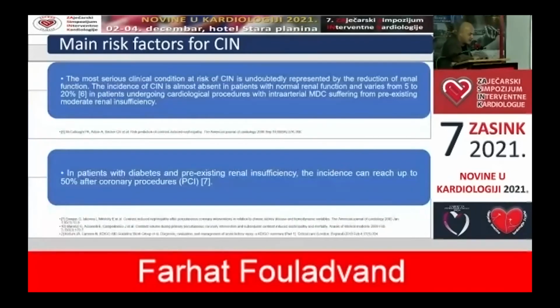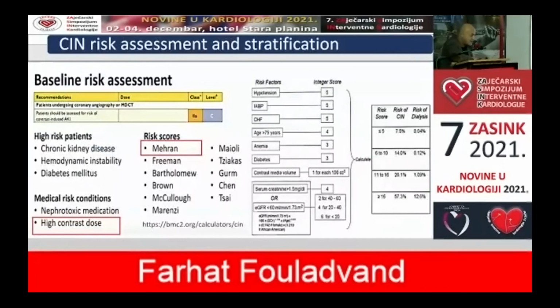So as I said, one of the most important risk factors is pre-existing renal insufficiency. In a patient with pre-existing renal insufficiency and diabetes, we can arrive at up to a 50% increase in renal insufficiency. So the guideline says, before putting a patient on the table, to perform a risk assessment, whether this patient is at risk or not of developing kidney injury after contrast. There are high-risk patients, medical risk conditions, and risk scores, many risk scores. I think one of the best is the Mehran score, even though the amount of contrast is included in it. You calculate hypotension, the need for the balloon, heart failure, age, anemia, diabetes, and there are points, and according to the sum of these points, you stratify the risk.